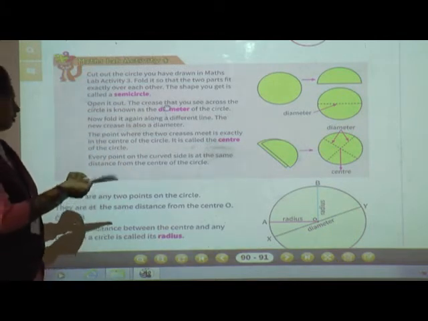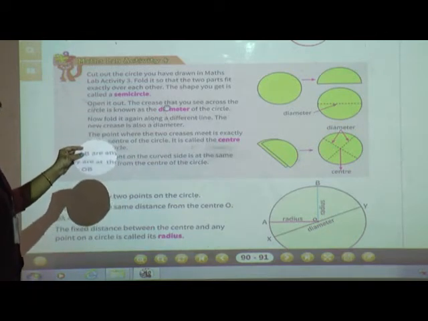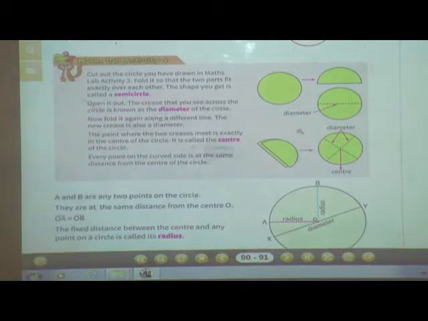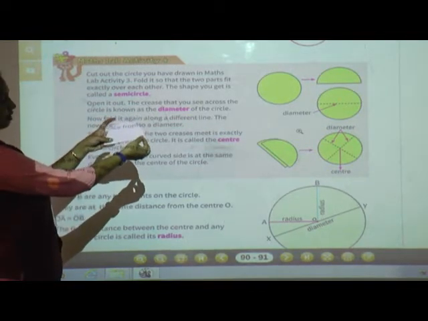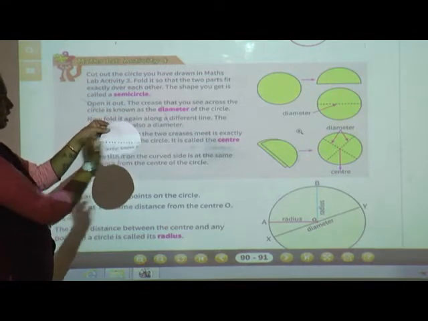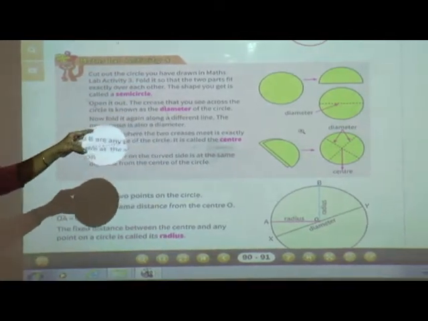Now open it. Okay, now we will open. The crease that you see across the circle is known as the diameter of the circle. See, when we open this circle, this is a half circle. When we open this, what can you see? This line, isn't it? So this is called the diameter. What is it called? Diameter.